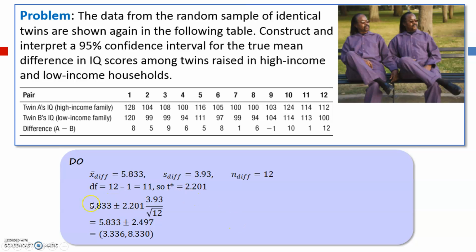So now we have our point estimate, our 5.833, plus or minus our critical value, times our sample standard deviation, divided by radical n. We get our point estimate, plus or minus our margin of error. Add the values up, subtract them, and we get an interval that tells us that the true mean difference is between 3.336 and 8.330. So it tends to side with twin A. Twin A minus twin B, on average, will have this difference, with that 95% confidence that we have.